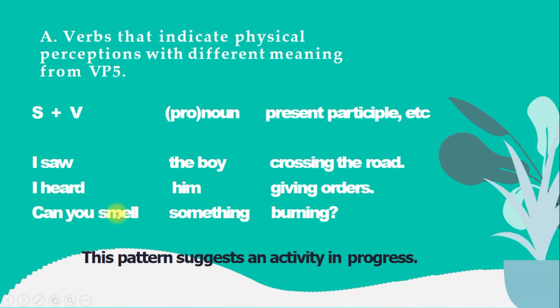And then, can you smell something burning? Okay, can is the modal auxiliary, you is the subject, smell is the verb, something is the indefinite pronoun, and then followed by a present participle. So what makes it different in meaning? In this pattern, it suggests an activity in progress. Because we have the present participle here, it means that the activity is in progress.